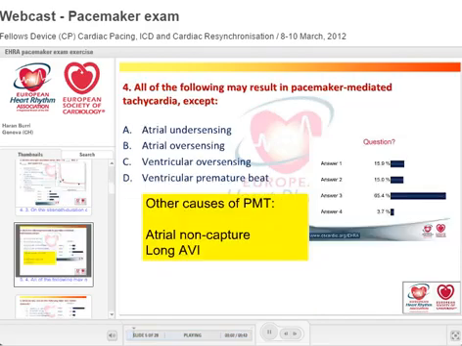Okay, so we've talked a lot about PMTs today, so I hope that you'll all get this right. So let's vote. Okay. So, right, answer number 3. Right, so indeed, ventricular oversensing, and the trap here is that may result in PMT, except, okay, so ventricular oversensing will not. Good for that. All right, so other causes of PMT, we've covered them today. Atrial non-capture, very long AV intervals.